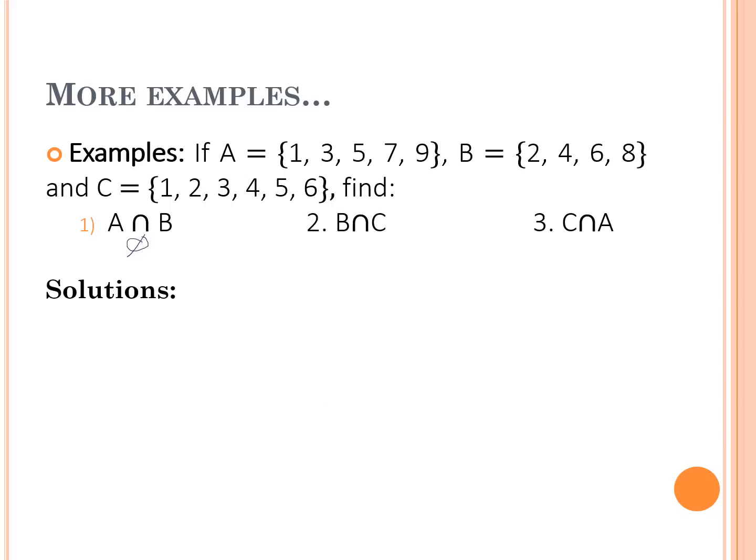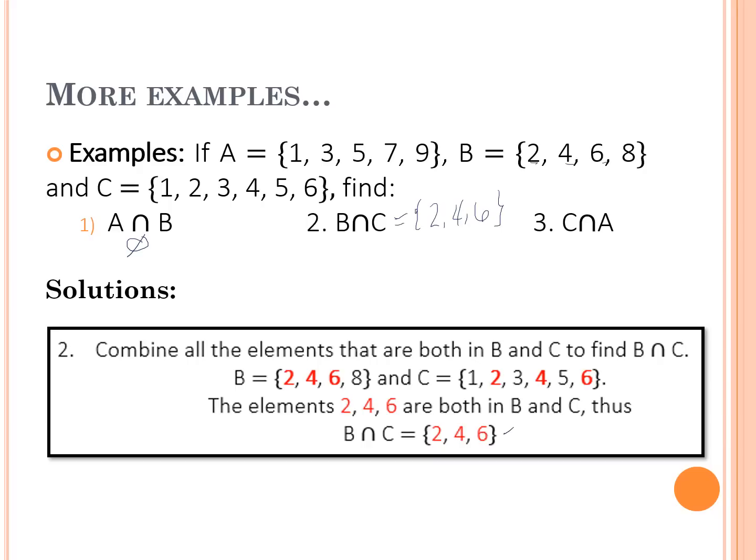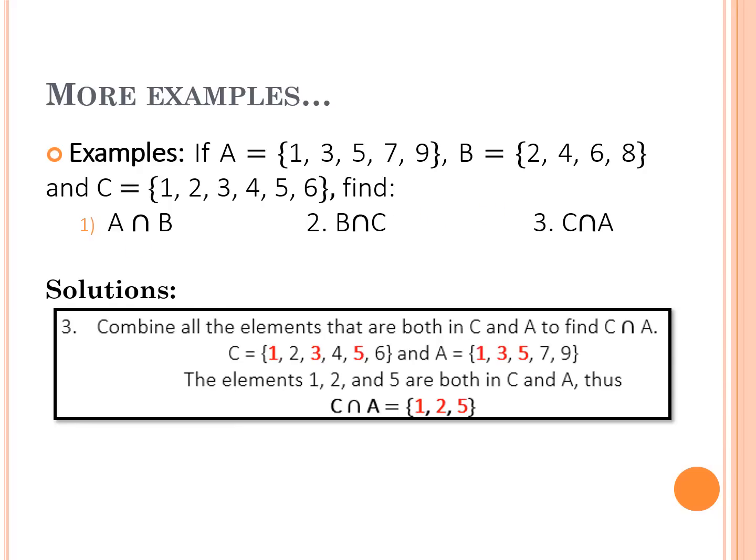For number 2, we have the intersection of set B and set C. The common elements of B and C are 2, 4, and 6. The answer here should be 2, 4, 6. Okay, and we've got the correct answer. This is the solution. Next, for number 3, the intersection of set C and set A. They both have 1. They both have 3. They would have 5, and that's it. We have 1, 3, and 5 as the intersection of set C and set A.